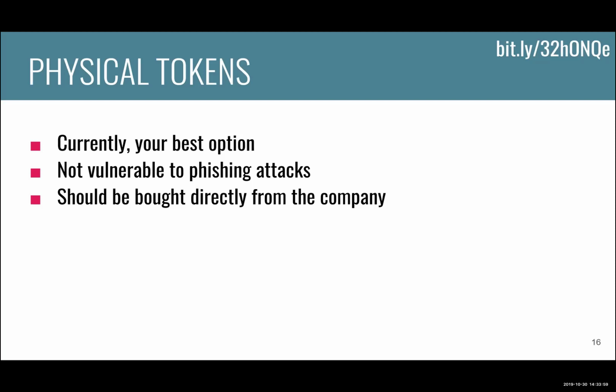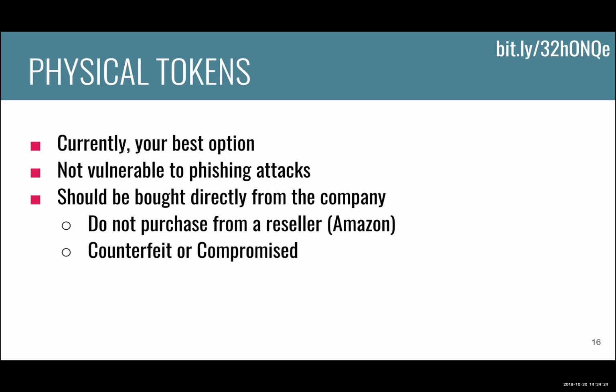So one thing to keep in mind with physical tokens is that they should be bought directly from the company. So if you purchase from a reseller like Amazon, particularly with Amazon, all of the stock that is supposedly a specific thing is typically mixed together. So you could have counterfeit YubiKeys mixed in with authentic ones, and then you don't know what you're getting. That applies to everything. Everything is mixed stock.